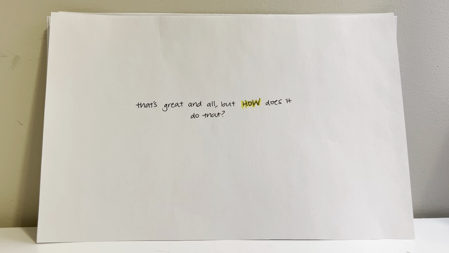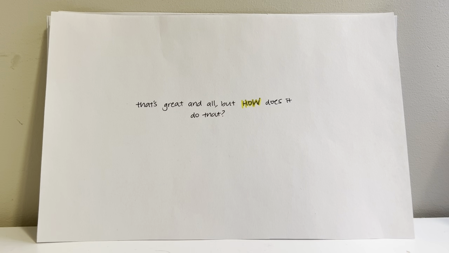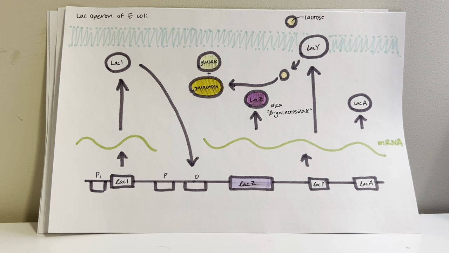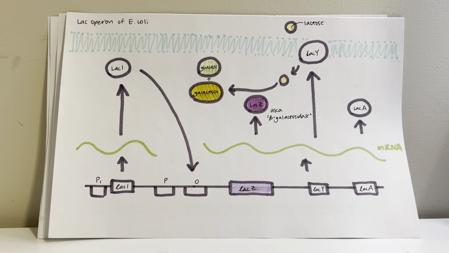So that's great and all, but how does it do that? How do we get these neurons that express this particular receptor that we're interested in? How do we get them to show the blue? In order to understand that, we need to look at the mechanism of the lac operon.